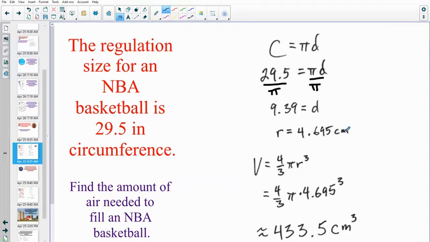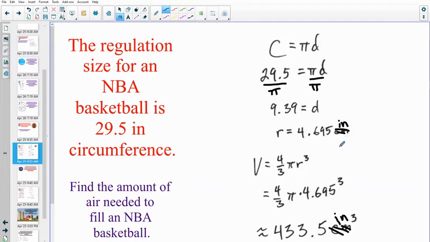Uh-oh, these should be in inches. Sorry about that. If the diameter is 9.39, I divided that by 2 to find the radius. The radius is 4.695. Sorry, I'm talking and writing at the same time.